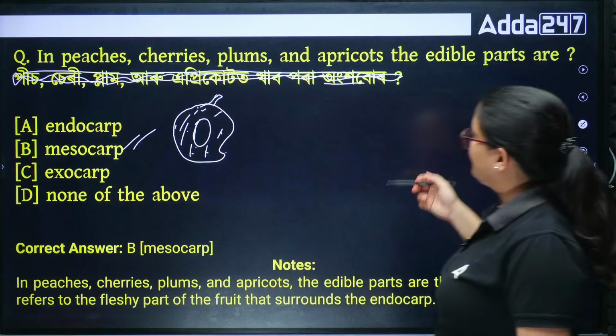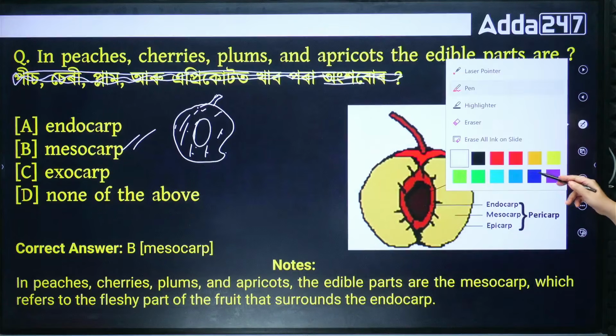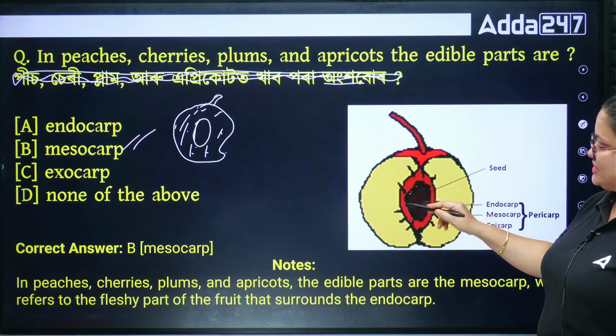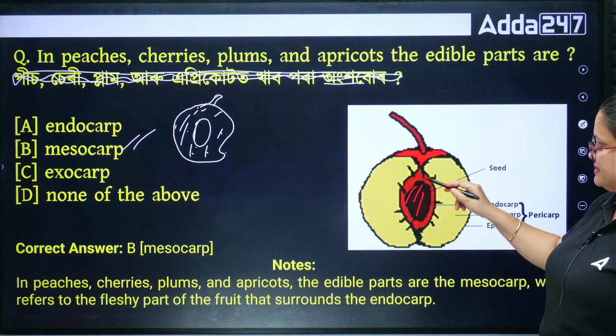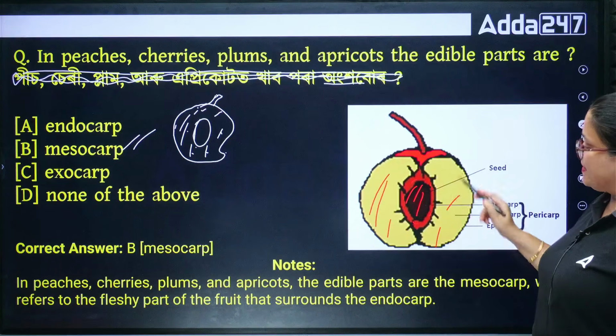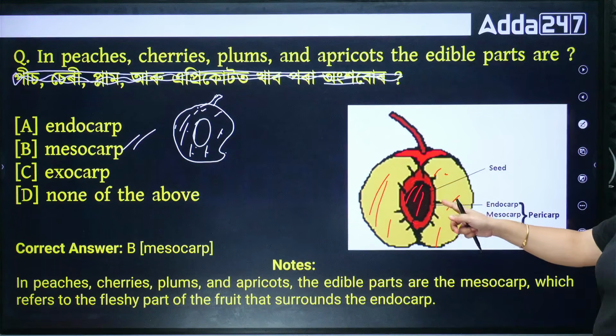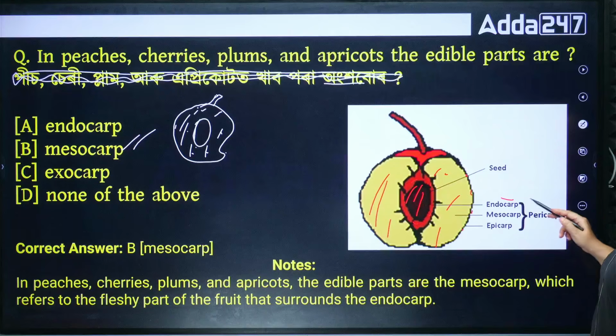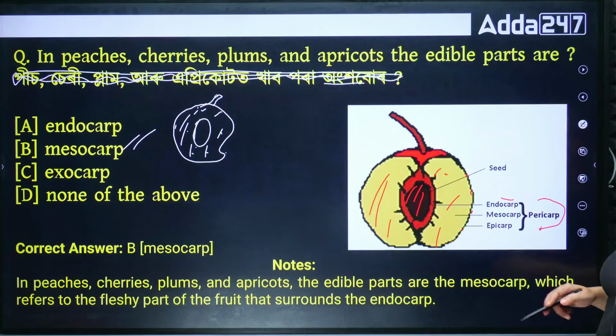Let me show you the figure of this. These are the various parts of the apple. This is the seed, while this is the outer layer of the seed. We usually eat this part, which is known as mesocarp, while the outer layer of the seed is known as endocarp. The outer layer is known as epicarp. Altogether this is known as pericarp.